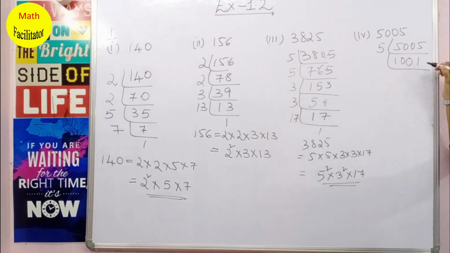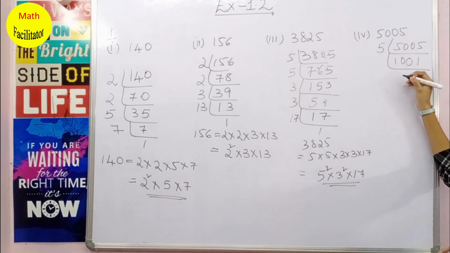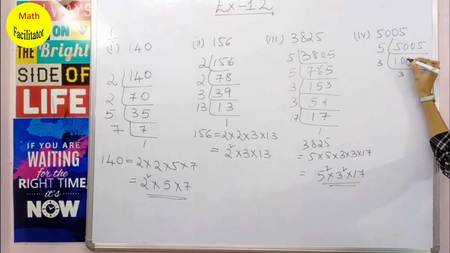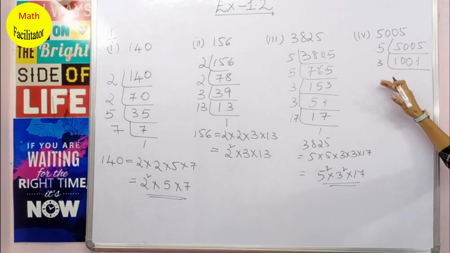Okay, clear. Now you have 1 in the units digit, so you cannot take 2 table, you cannot take 5 table. So let us try with 3 table. 3 3s are 9. Okay, and you have 1 here, so again 3 3s are 9, you have 1. So 11 is not divisible by 3, so you cannot take 3 table also.